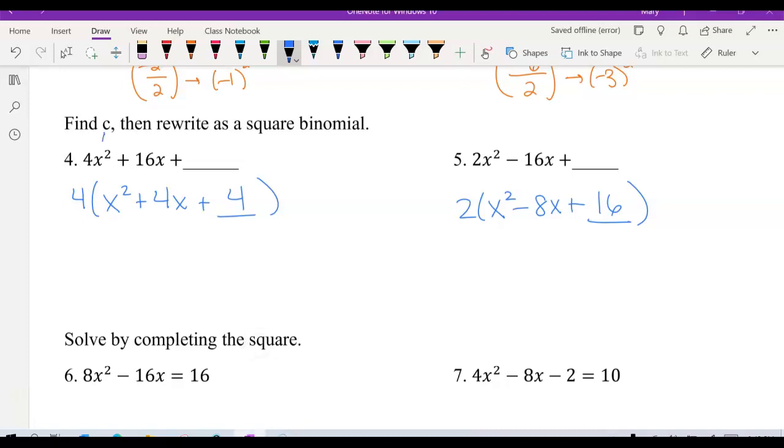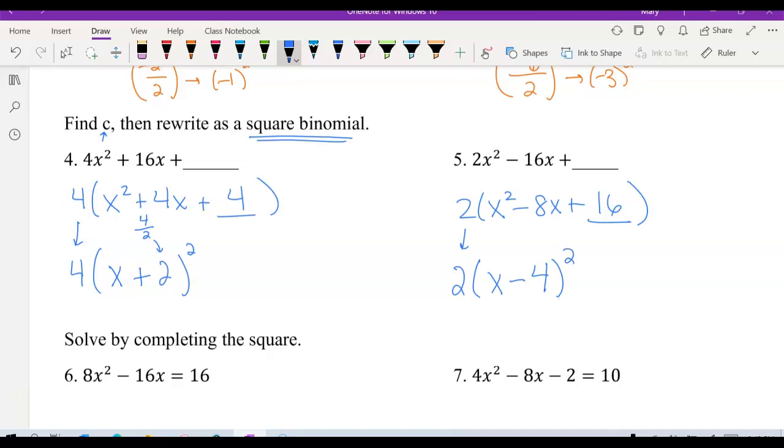So we found our new c value, and now we're going to rewrite this as a perfect square. So you're just going to recopy your a value from before, and then we're going to write this just like we did in our warm-up. Whenever we did b divided by 2, that number was the number that went inside the perfect square binomial. So it's x plus 2 quantity squared. For number 5, we leave the 2 out in front, and this is x minus 4 being squared.